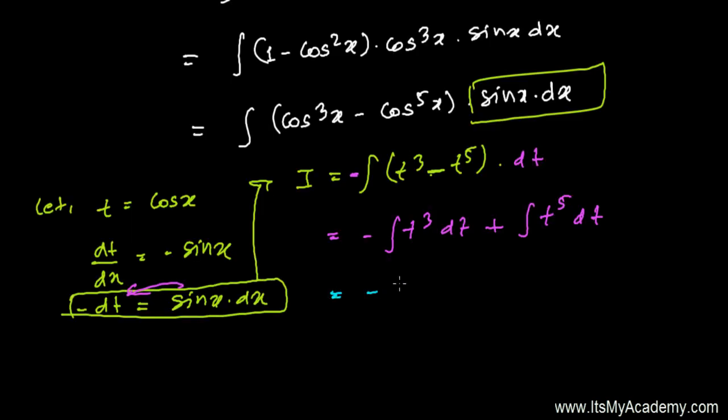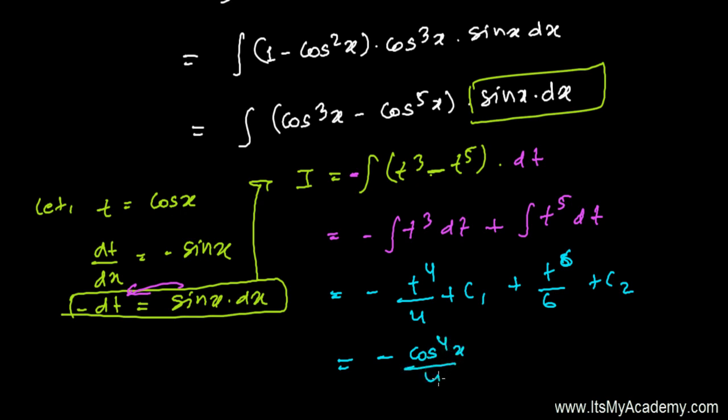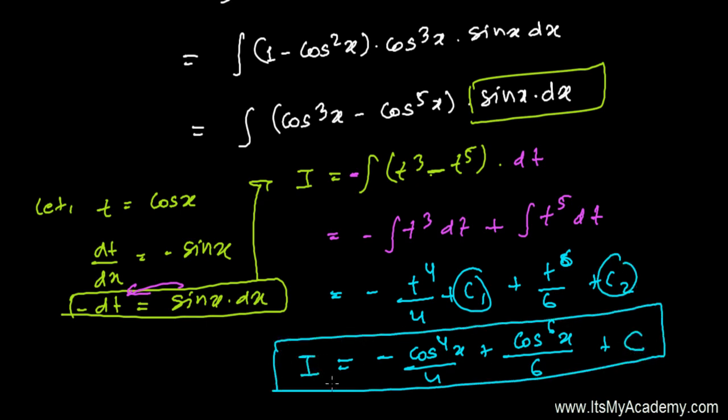Now let's use very simply the power rule of integration. It's going to be t to the power 4 divided by 4 plus constant 1, and t to the power 5 plus 1, so it's t to the power 6 divided by 6 plus constant 2. Let's put the value of t, that is cos x. So it's cos to the power 4 of x divided by 4 plus constant 1, and cos to the power 6 of x divided by 6, plus, in the place of constant 1 and constant 2, I can together write constant c. Alright, and that's my integral, that's my solution.